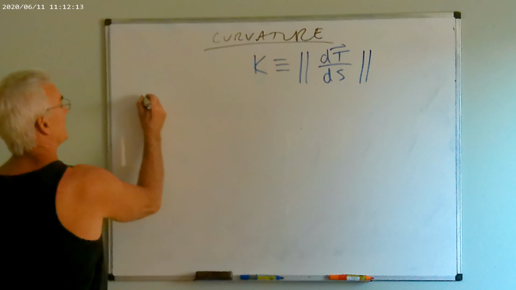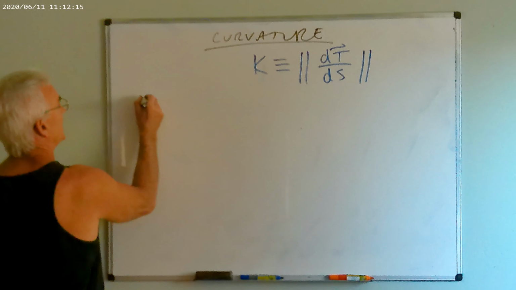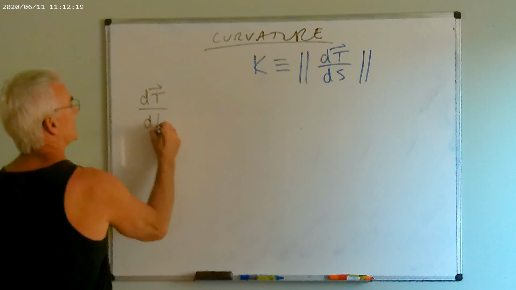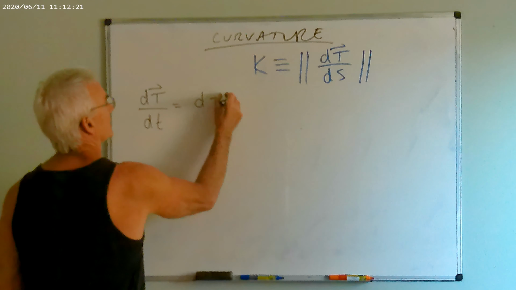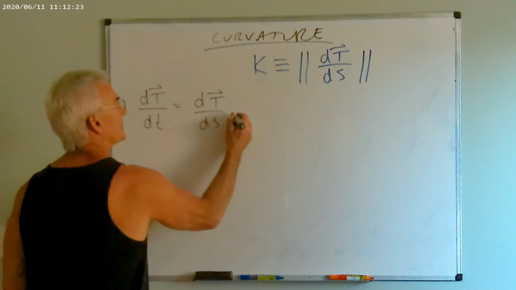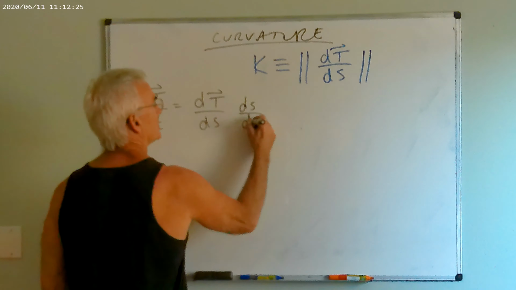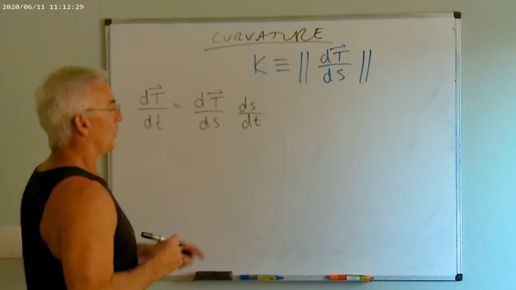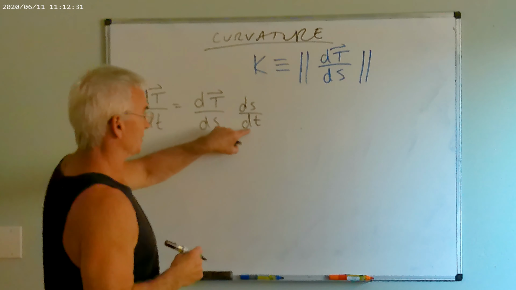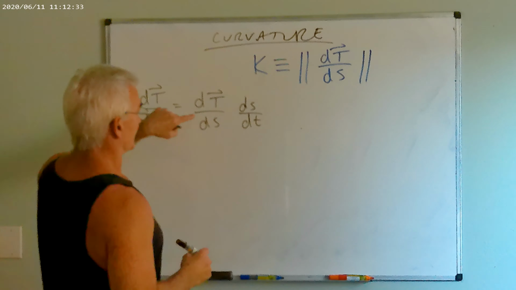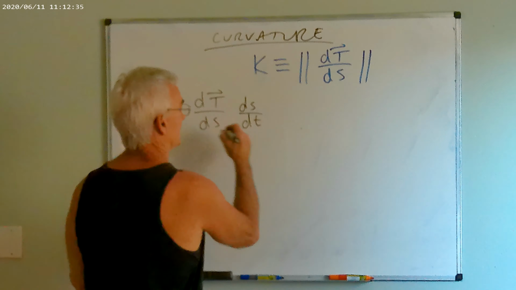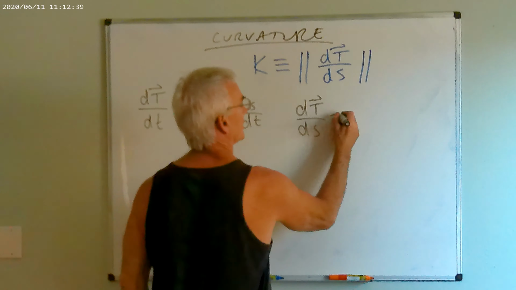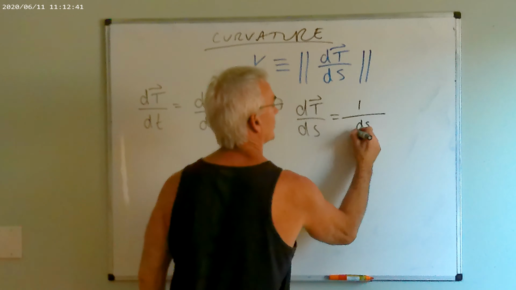and we notice that since S is a function of T, then dT/dt must be dT/ds times ds/dt, this being a vector, this being a scalar quantity. We know this is the arc length parameter, so it is non-negative. Now, since we want to find dT/ds, we simply multiply both sides by the reciprocal.